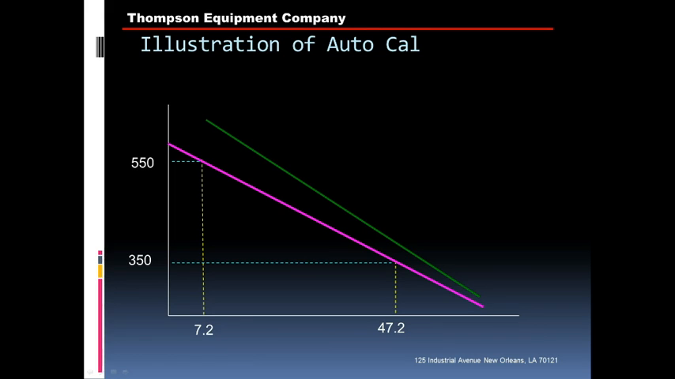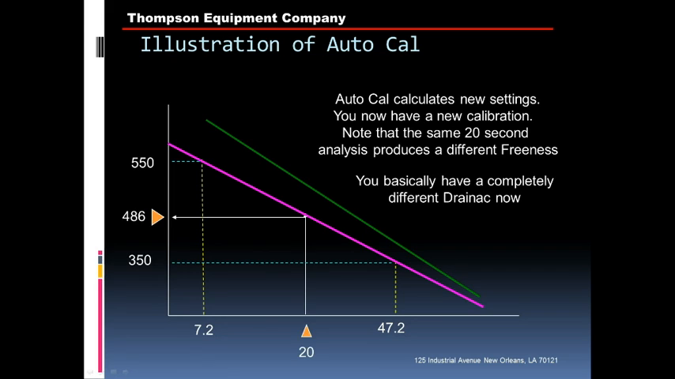So your 20 second analysis that was originally producing a CSF value of 525 is going to do something different. Now all of a sudden 20 seconds is producing 486 CSF. So you had this big shift, and it's got nothing to do with your stock. It's got everything to do with the fact that the Drainac's been recalibrated. You basically have a brand new Drainac right now. Use AutoCal with care. You don't want to just push it willy-nilly.